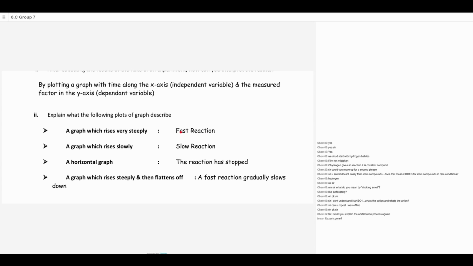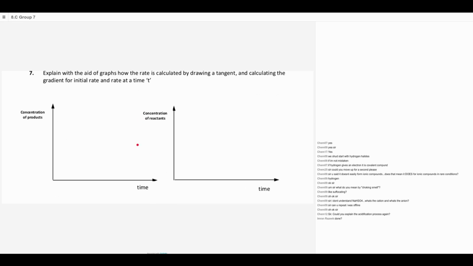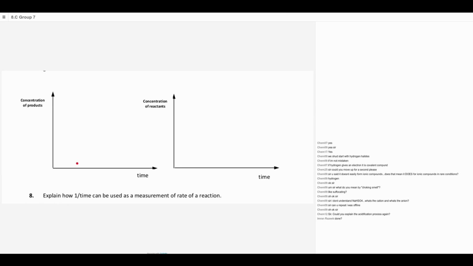So when you collect this data, you plot a graph with time as the x-axis and the measured factor as the y-axis. That's called the rate graph. And the gradient of the rate graph will give you the rate of reaction. For example, if I draw a graph of the concentration of the products versus time, we get a curve like this. This is the point where the graph becomes exactly horizontal, parallel to the x-axis. This is the point where we say the reaction has come to an end.